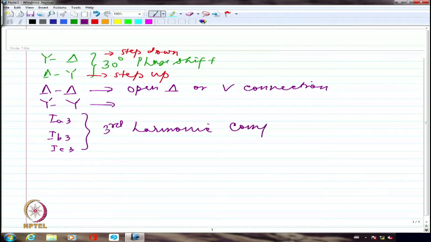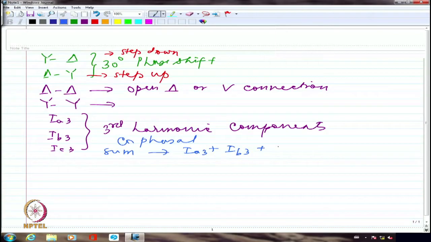They are going to be cophasal. Because they are cophasal, the sum of these three components, that is IA3 plus IB3 plus IC3, is a non-zero component. It is not equal to 0. Because it is not equal to 0, I have to provide a path for the current. So either the neutral should provide the path by grounding it, or if not, I have to provide some alternate path for the current.